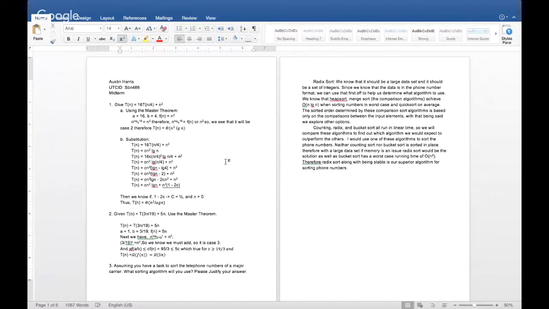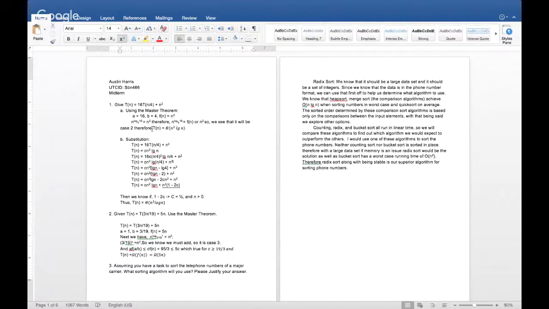Number one starts off, and I'm going to read the questions aloud. It says given T(n) = 16T(n/4) + n squared, and then we have part a. Part a is: use the master theorem to find the asymptotic bounds. So we're just going to start right off with a equals 16 from the formula that we have, b equals 4, and f(n) equals n squared. So if we plug that in, log base b of a, we see that that is equal to 2.